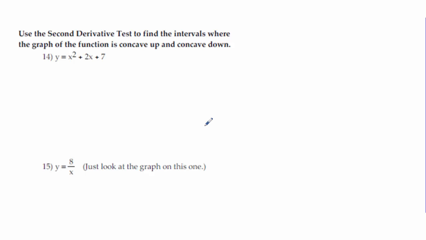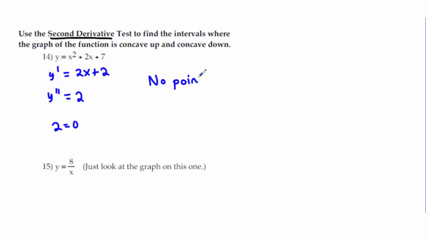So on 14 through 16, we want to say where it's concave up or concave down. So I'm not going to write it's increasing here. I'm going to write concave up or concave down. We're going to take two derivatives because it's the second derivative test. So my first derivative is 2x plus 2. My second derivative is just 2. If I set that equal to 0, I don't get an answer. So this is where we said that there was no point of inflection.